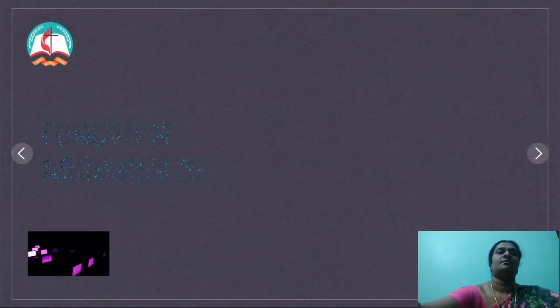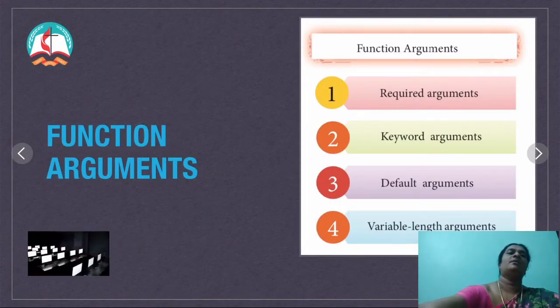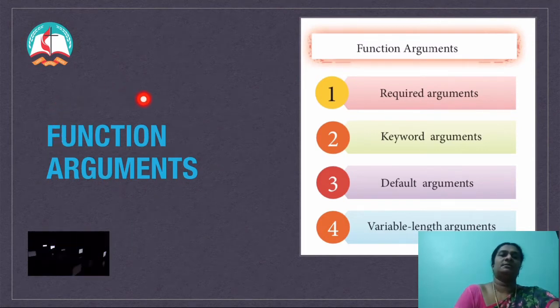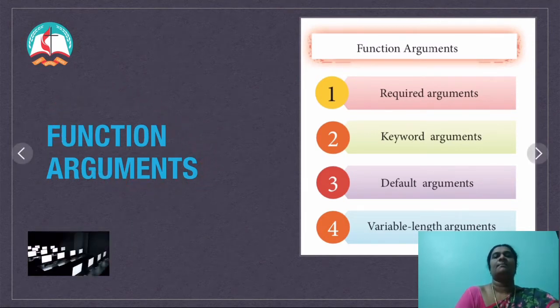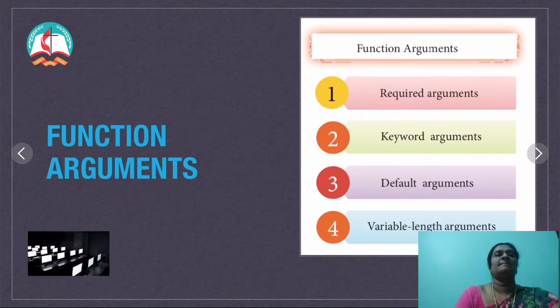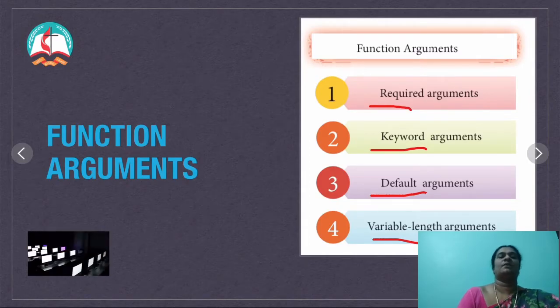Okay, now let's get into the next topic. What is the next topic? We are going to see function arguments. So arguments are nothing but parameters, and there are 4 types. First one is the required argument, second one is the keyword argument, third one is the default argument, and the last one is the variable length argument. We are going to see that one by one.